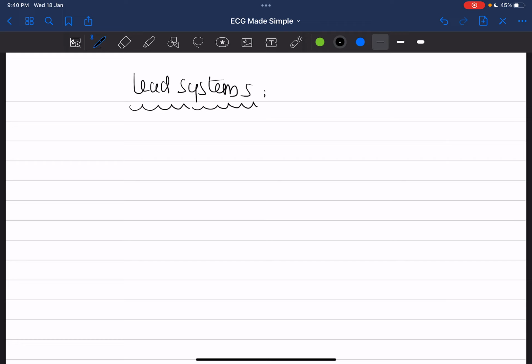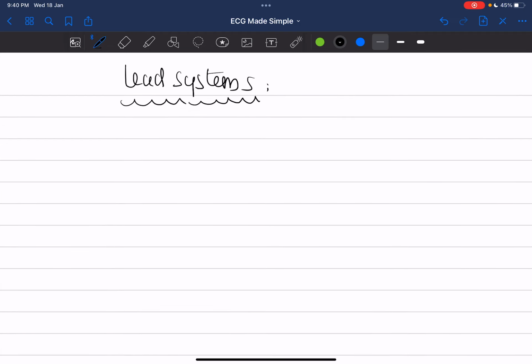I will try to make it as simple as possible. This will be a simplified form. It won't be very detailed. Don't worry. It will be to the point and simplified. Okay. So first thing, why is it important? Why should you know the lead system?